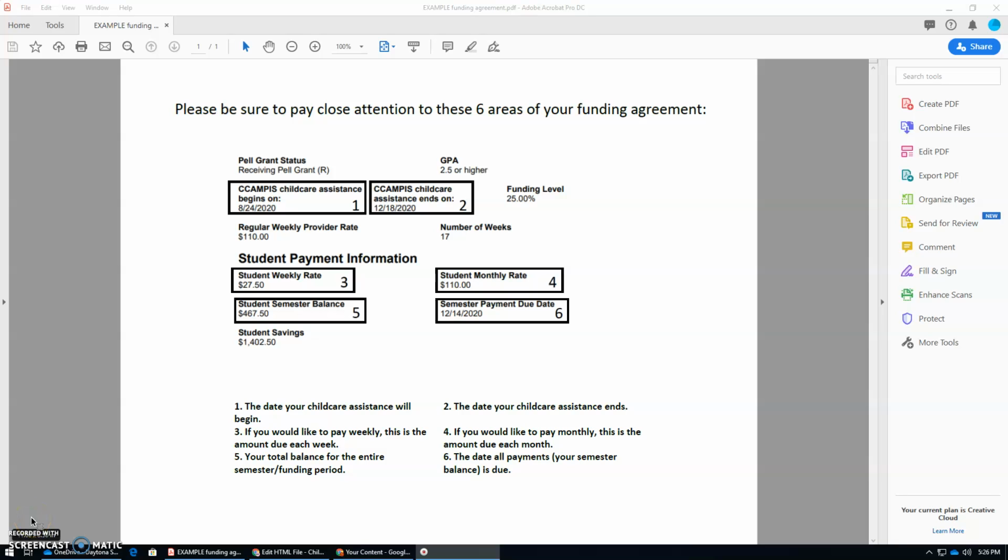Your C-Campus funding agreement contains important information regarding your reward and financial responsibilities. If you scroll down to page 2 of your funding agreement, you will find 6 important areas.